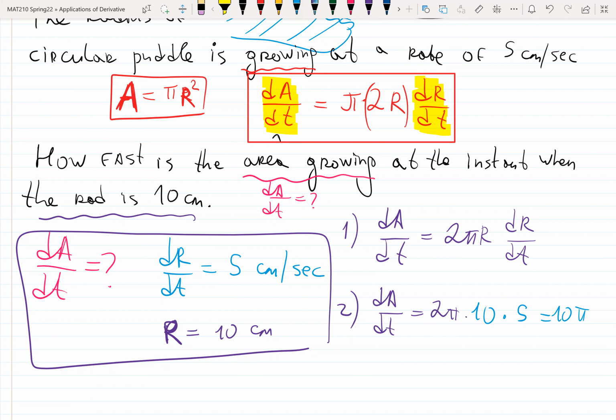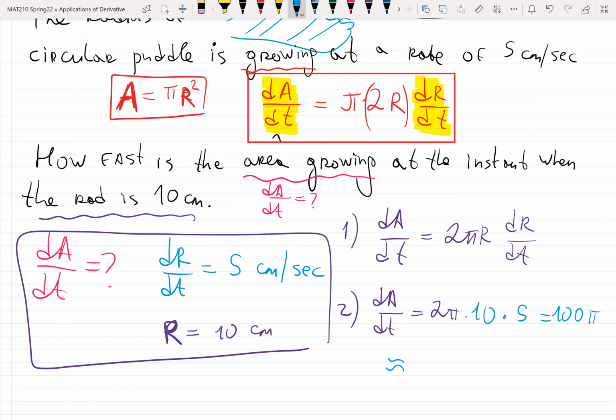No, it's not 100. Why? Well, let's see. Did I miss something? Let me see. 2 pi r times r prime. r is 10. That one is 5. Looks good to me. 50 times 2, 100. Oh, seriously? They cut off the pi? The answer is 314. And I'm like, how can I get 314? That's so wrong. But fine.